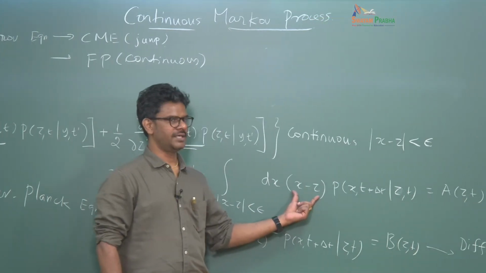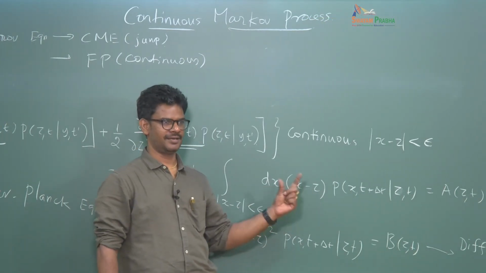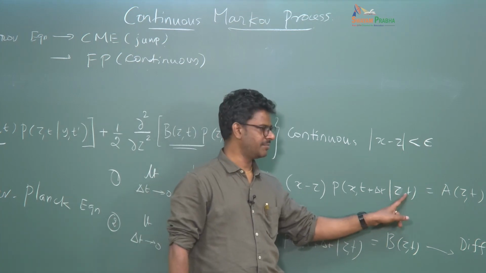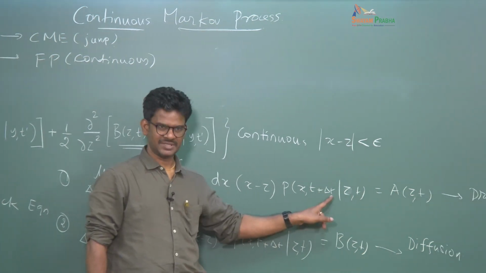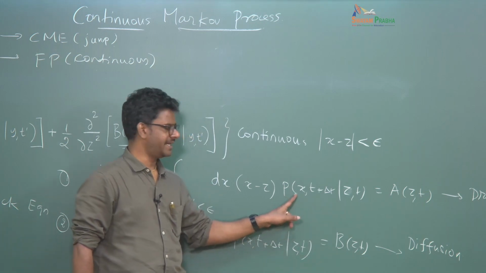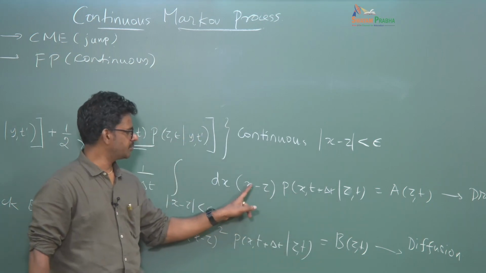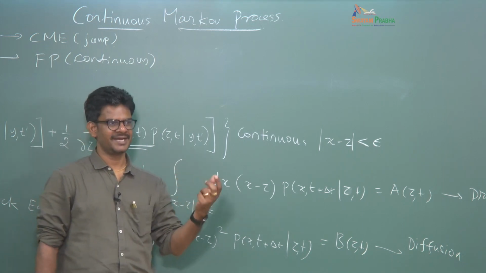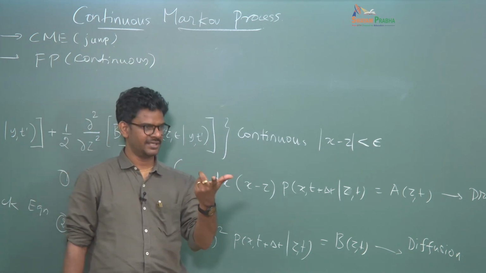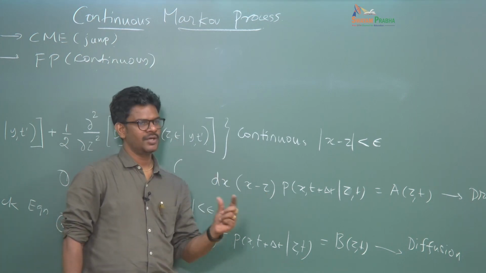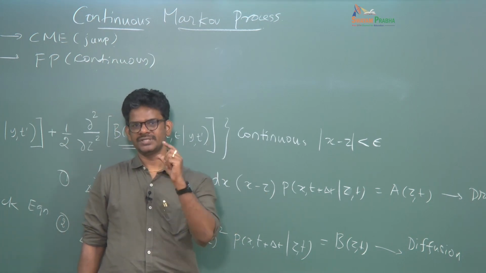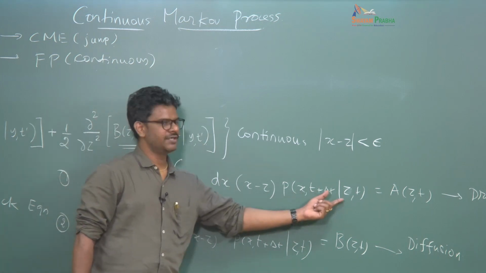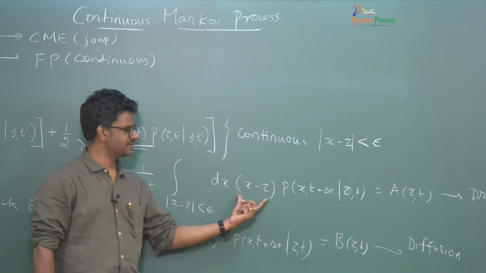x minus z here is actually a mean difference. So, when the system is at z at time t, in the next time interval t plus delta t, it goes to state x. So, x minus z is nothing but the displacement. Suppose I consider x and z as the position of a Brownian particle, for example, then this will tell me over a time duration delta t what is the displacement. And this integral basically gives you the mean of that, because this is the first moment of this. This is a probability distribution function.